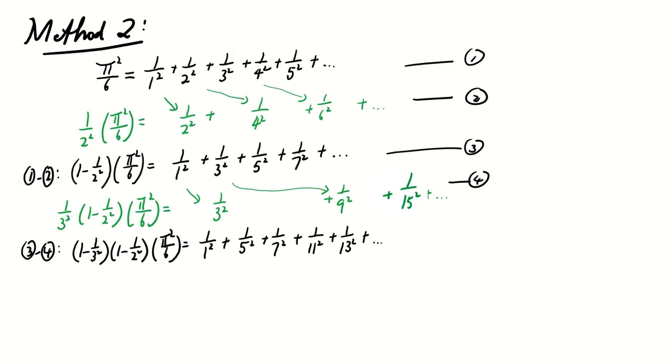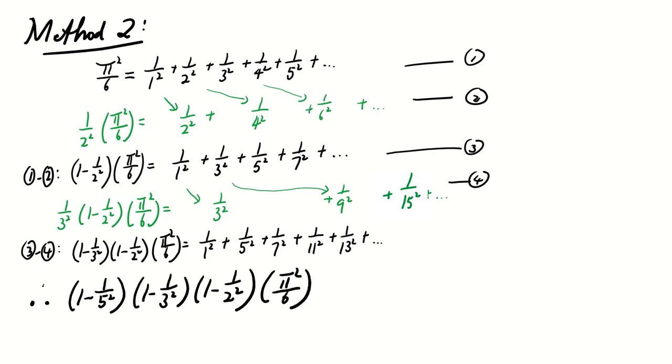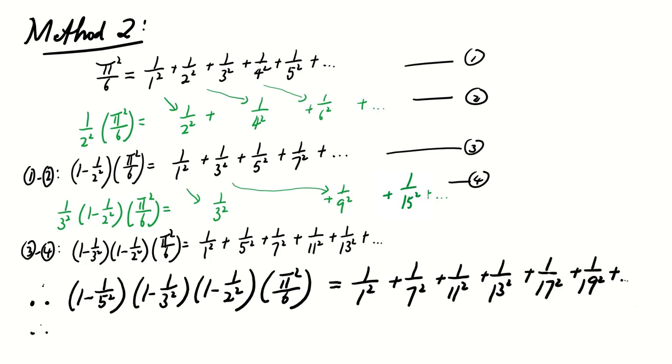And we can proceed, and we will see that the next step will be 1 minus 1 over 5 squared, times 1 minus 1 over 3 squared, times 1 minus 1 over 2 squared, times pi squared over 6 equals the right hand side as such. Namely, the terms exclude those terms in 1 over k squared with k consisting of prime factors 2, 3, or 5.